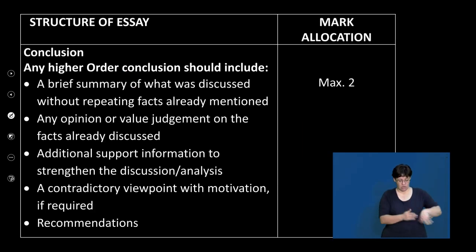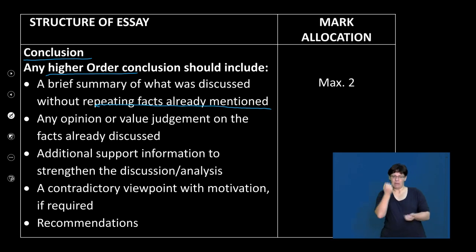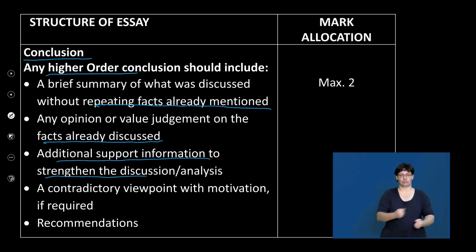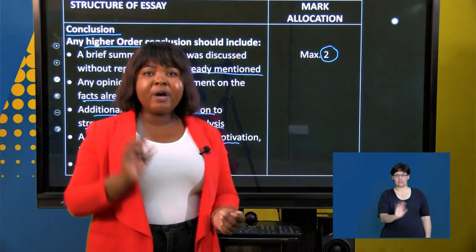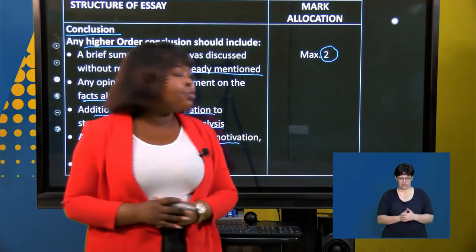From there, you get to your conclusion. Conclusion is, like I said, a higher order conclusion, which should include a brief summary of what you discussed without repeating facts already mentioned. So please do not repeat what you've already discussed above. It can include any opinion or value judgment on the facts that you have already discussed, any additional support information to strengthen your argument, a contradictory viewpoint with motivation if required, or any recommendations. Your conclusion carries 2 marks. Again, don't over-explain. It shouldn't be 10 lines or a long paragraph. At most 5 lines should do the job.